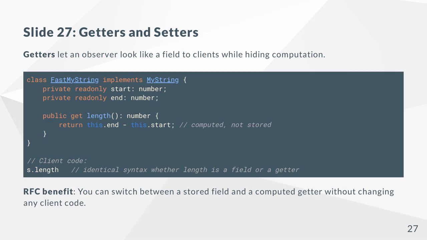Getters let an observer look like a field to clients while hiding computation inside. FastMyString stores a start and an end index. The length is computed as end minus start. With the get keyword, clients write s.length, identical syntax to accessing a stored field. This is the ready for change benefit in action. You can switch between a stored field and a computed getter at any time without changing any client code.